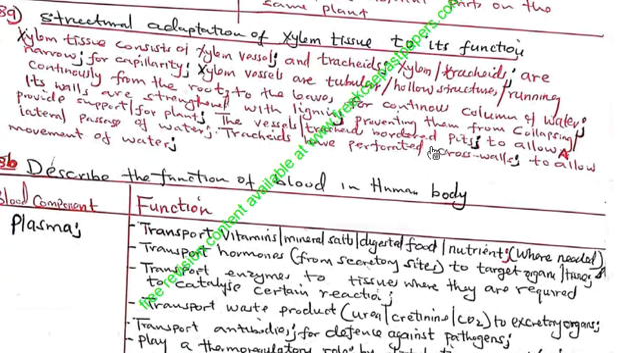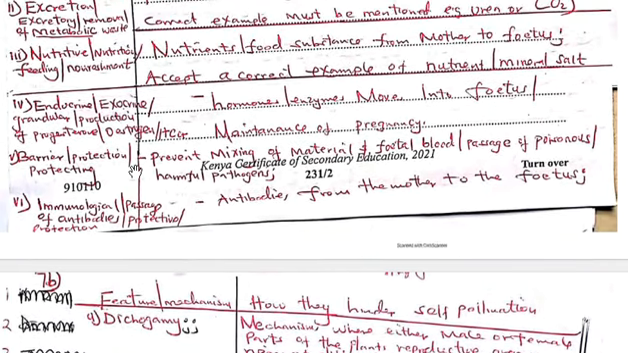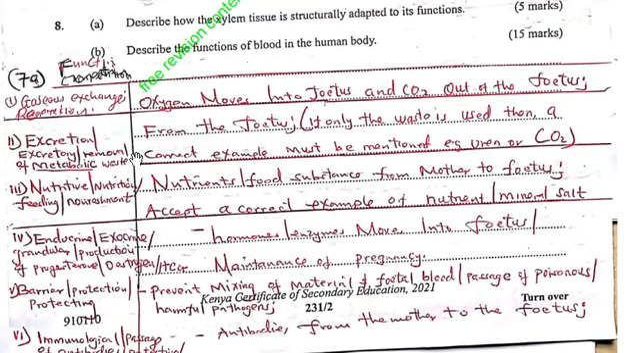And the vessels and tracheids have bordered pits to allow lateral passage of water. And that means the side passage of water. The tracheids have perforated cross walls to allow movement of water. Then 8b, describe the functions of blood in human body, 15 marks.